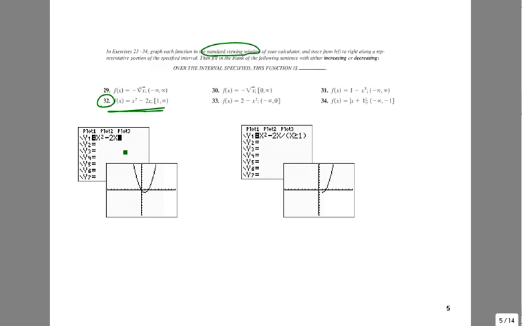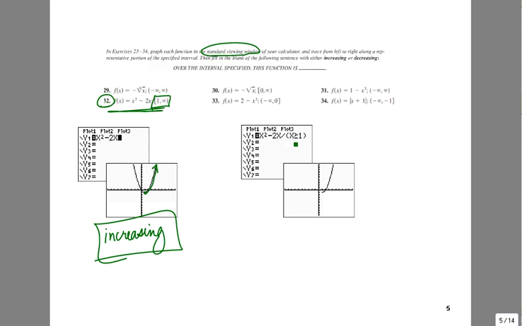But on the standard viewing window, if I put in x squared minus 2x and graph in the standard viewing window, what I want to find out is if I go from the x value of 1 to infinity, is the graph increasing or decreasing there? Well, here's my x value of 1. And if I go on the portion of the graph to the right of 1, notice I am increasing on that interval.